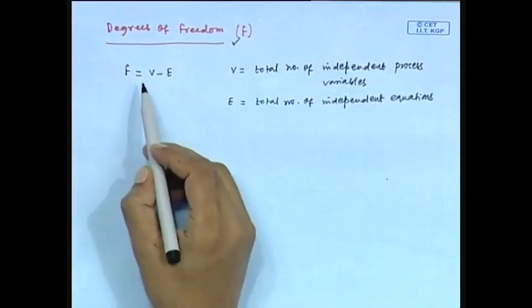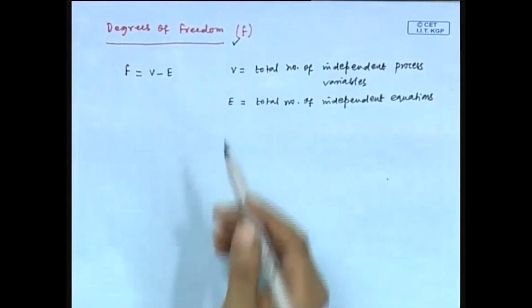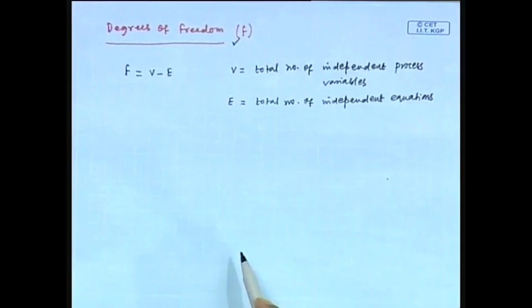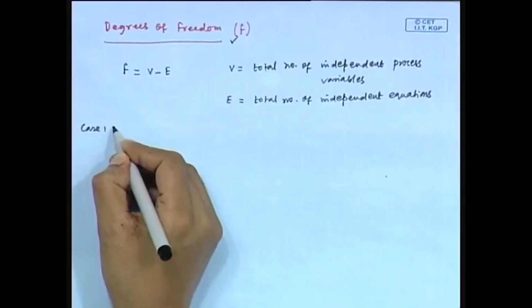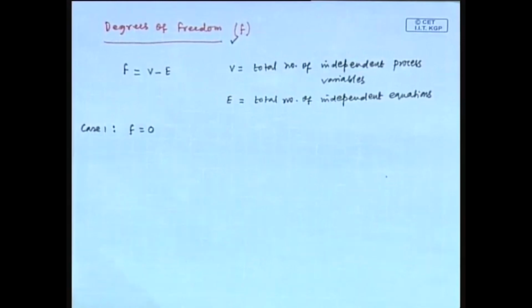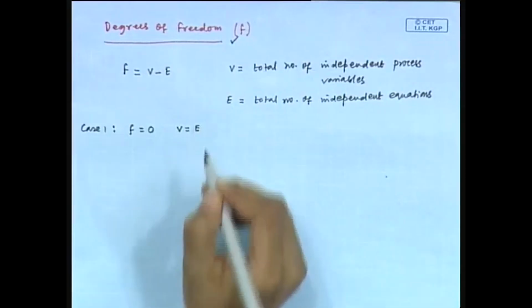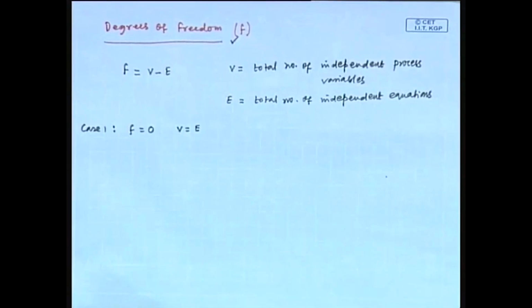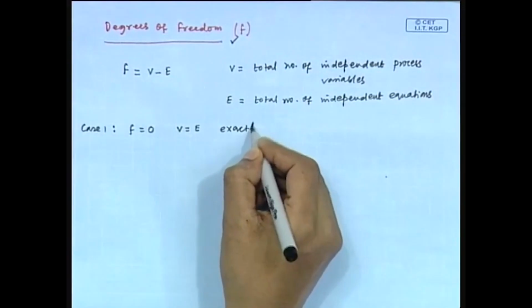Fine. So, degrees of freedom is basically the total number of independent variables minus the total number of equations. Now, in the analysis of degrees of freedom, we will consider three different cases. In the first case, we will consider F equals 0. It means the number of independent variables equals the number of independent equations. That means the system is exactly specified.